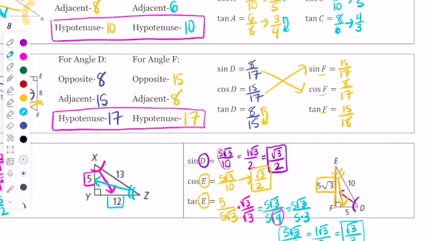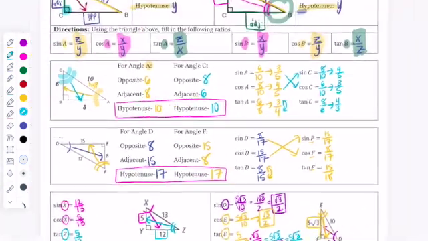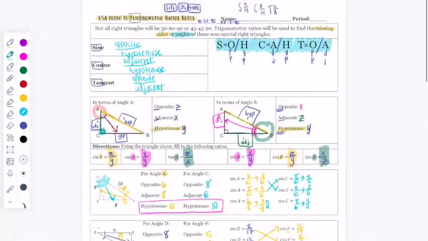So that was the hardest one where you had to rationalize the denominator. But we are able to do that with our special right triangles and our non-special right triangles, finding these ratios. We will actually go through tomorrow and figure out how to find missing sides and angles using these ratios.